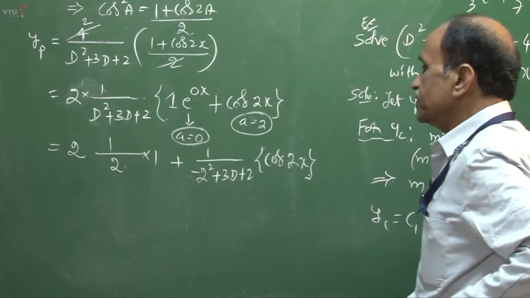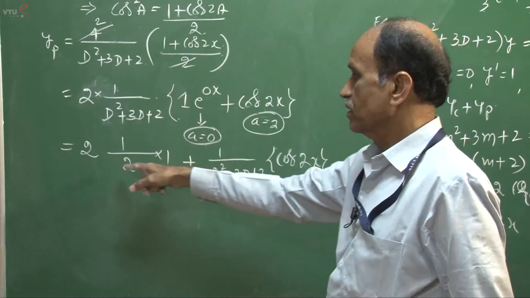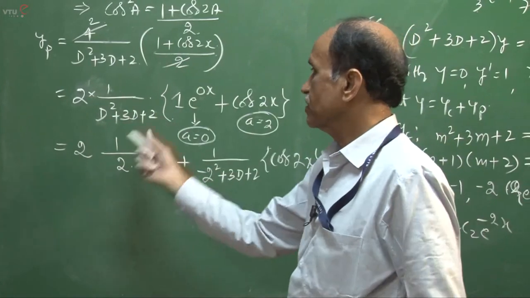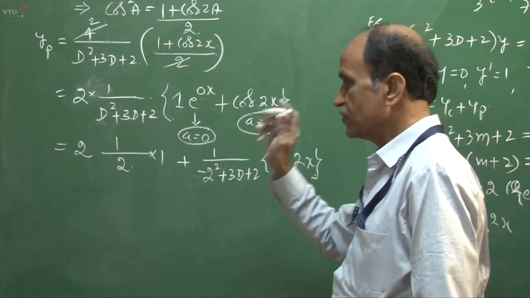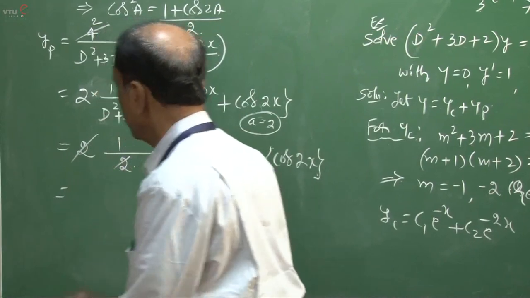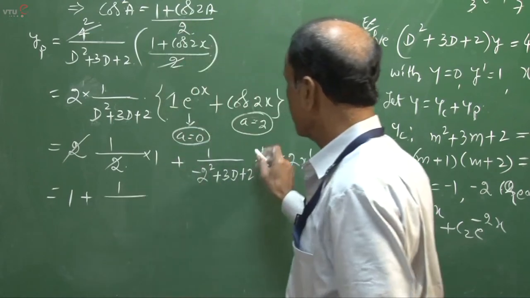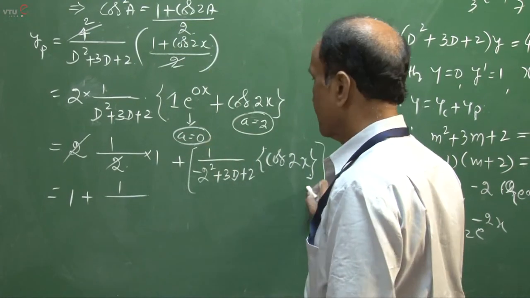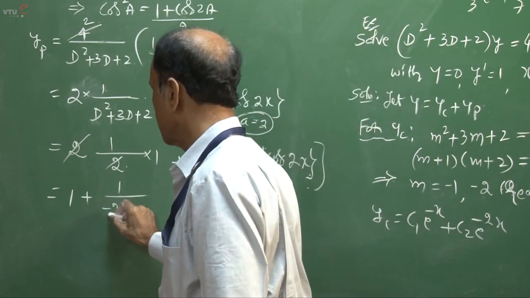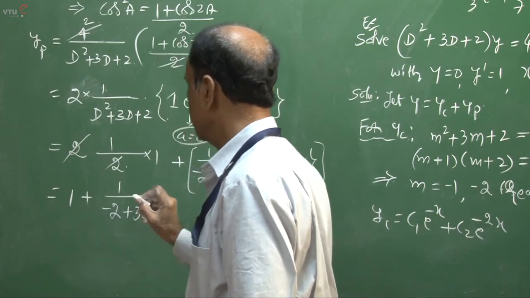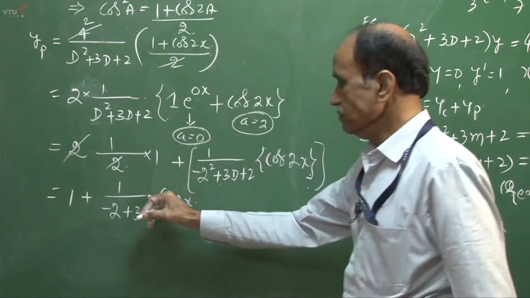So cos of 2x means that it should be with the inverse differential operator. On the left side it is yp, and on the right side the first term is with the exponential and the second term with the trigonometric function. And here once again d remains, this 2 cancels here. Then 1 plus 1 divided by, this is to be operated as the inverse differential operator, minus 4 plus 2, that must be minus 2, plus 3d. Then it is to be operated on cos of 2x.